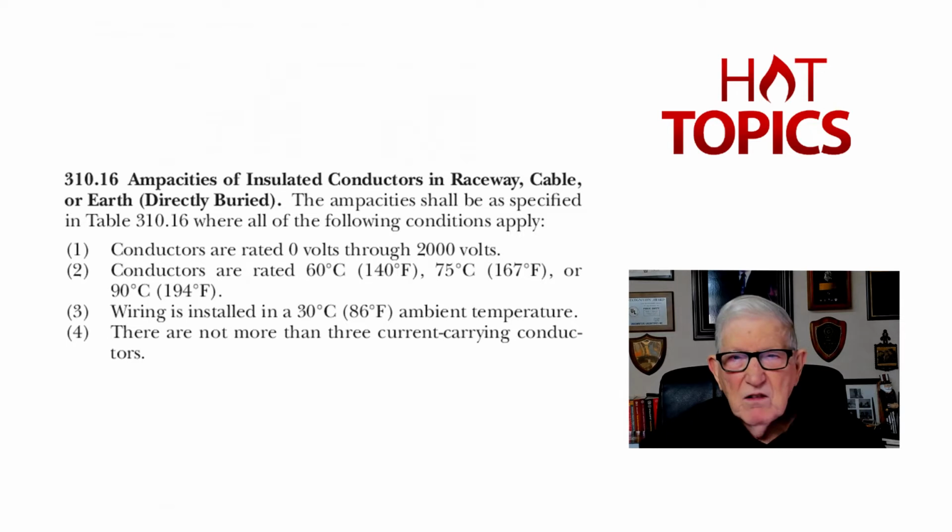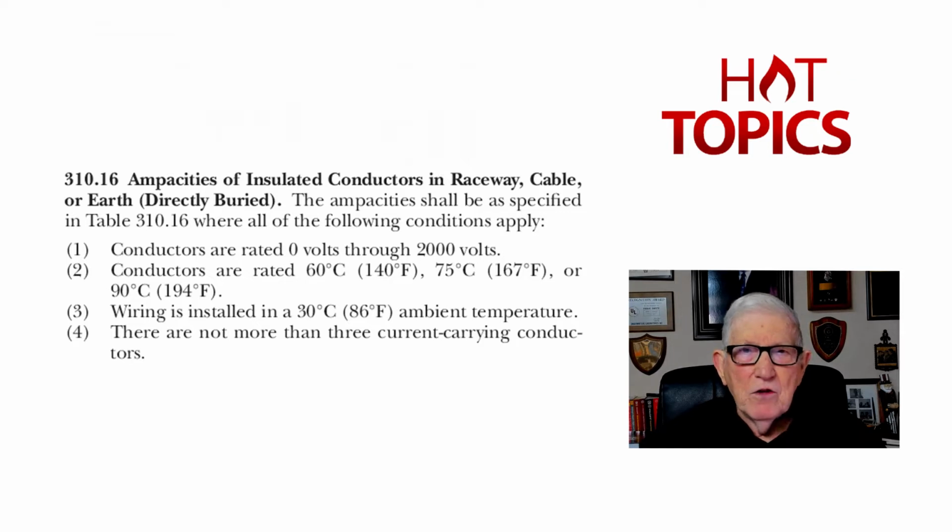And it basically has a title head that is the ampacity of insulated conductors in raceways, cables, or directly buried in the earth. And the ampacity should be as specified in Table 310.16, where all of the following conditions do exist. One, conductors are rated 0 through 2,000 volts in the table. Two, conductors are rated 60 degrees C, 75 degrees C, and 90 degrees C. But now notice, keep this in your mind.